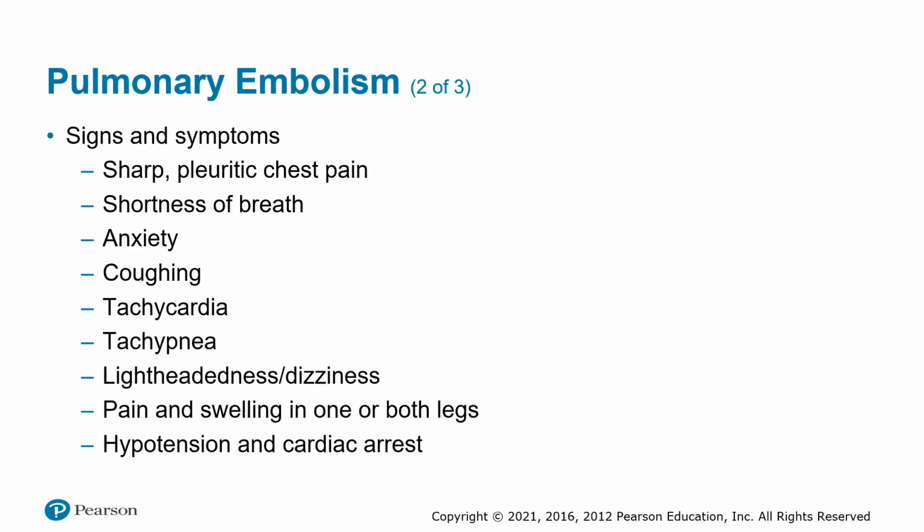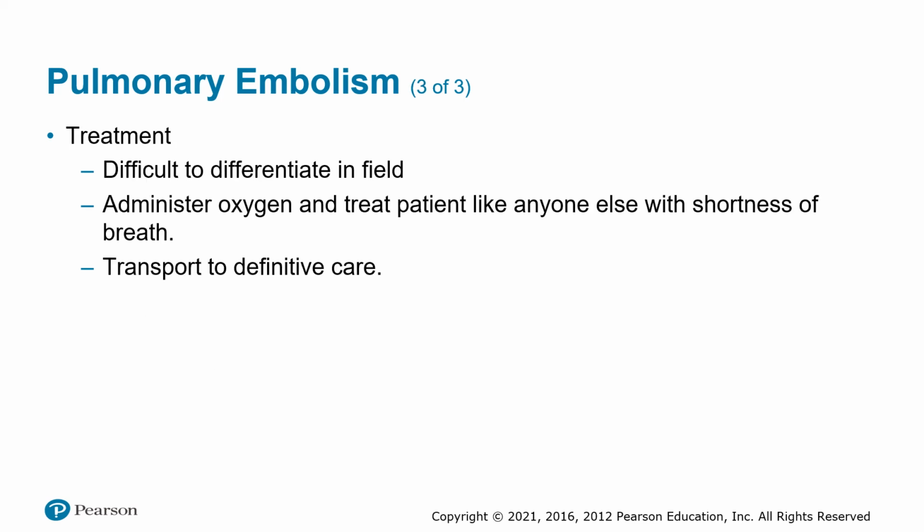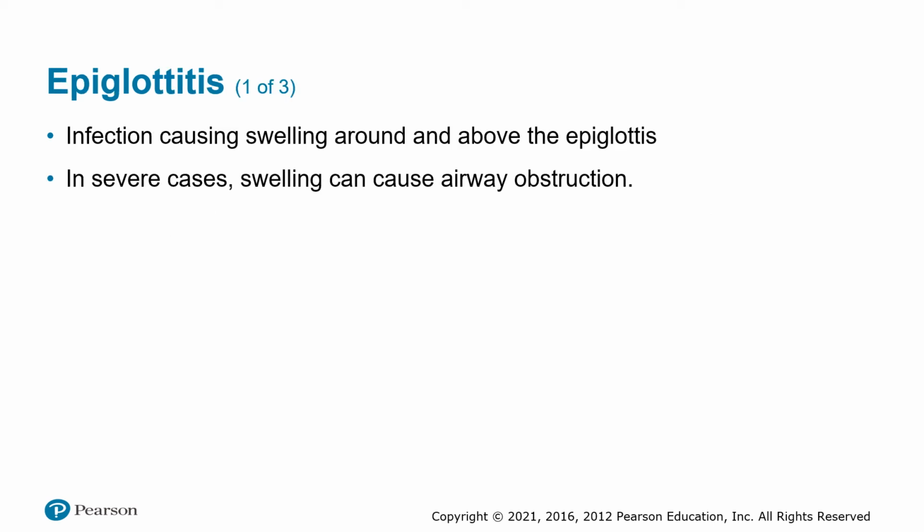It is a sharp pleuritic chest pain. It typically comes on all of a sudden, and they could have some shortness of breath, anxiety. They'll have some coughing as well, tachycardia, tachypnea. They may be lightheaded and dizzy, and they may have pain or swelling in one or both of the legs. These are difficult to differentiate in the field. We're going to administer O2 and treat for comfort, basically. And transport is what they need.